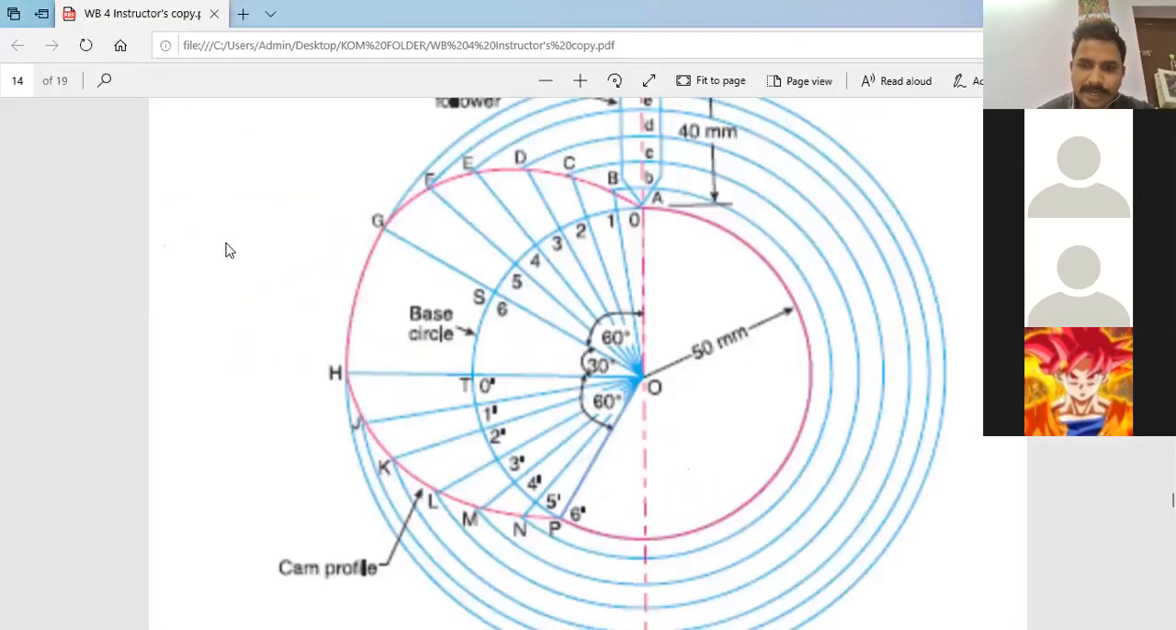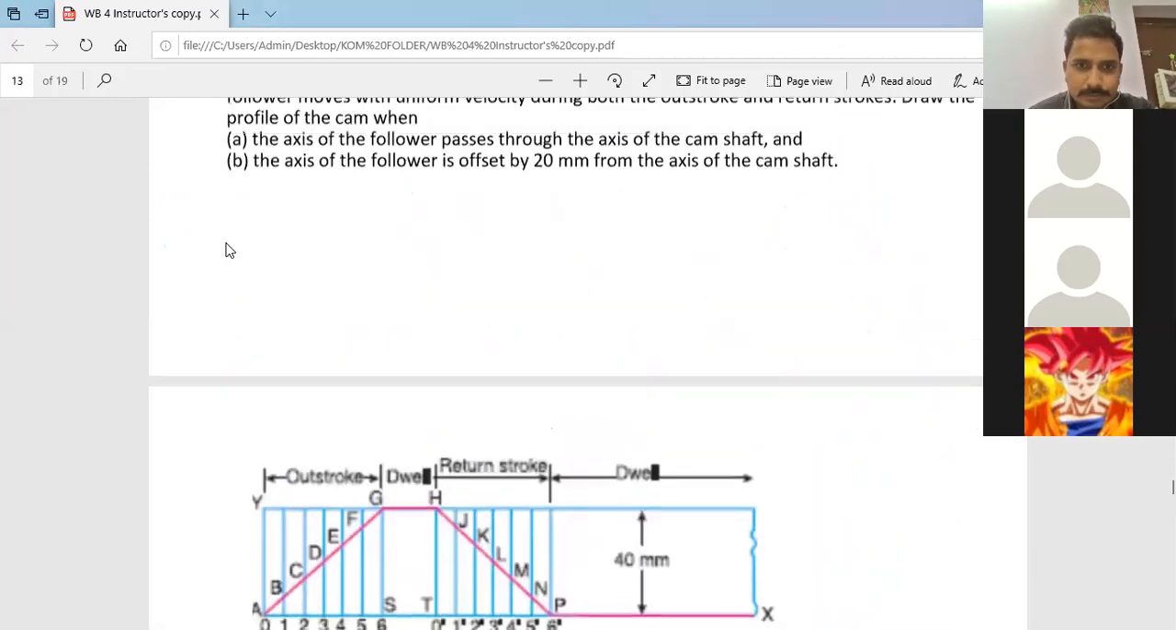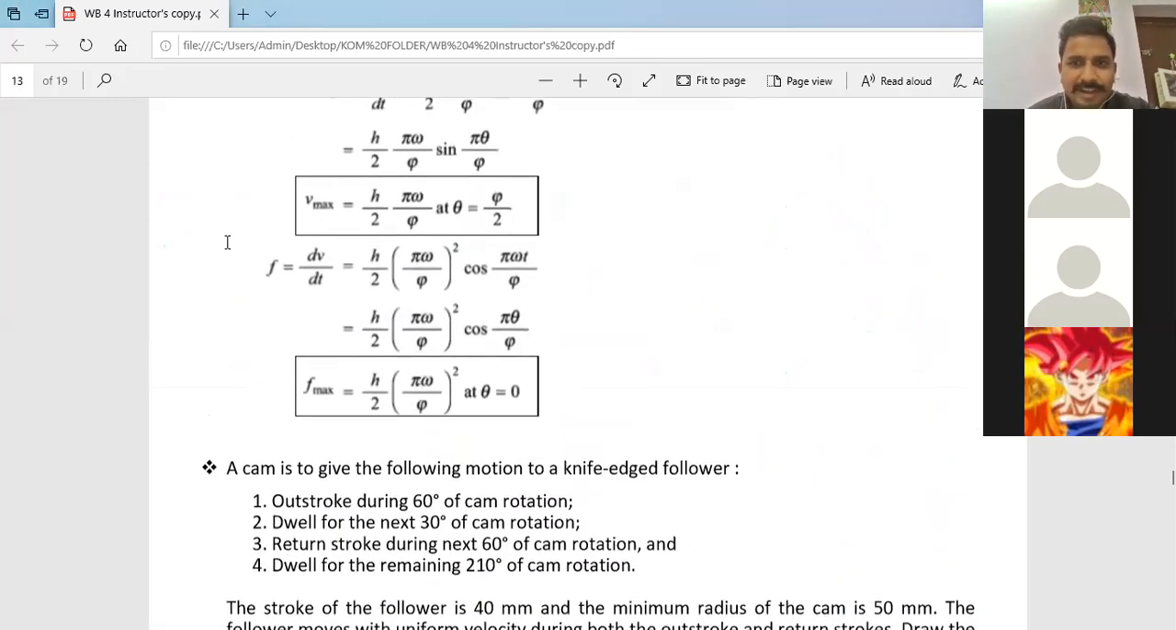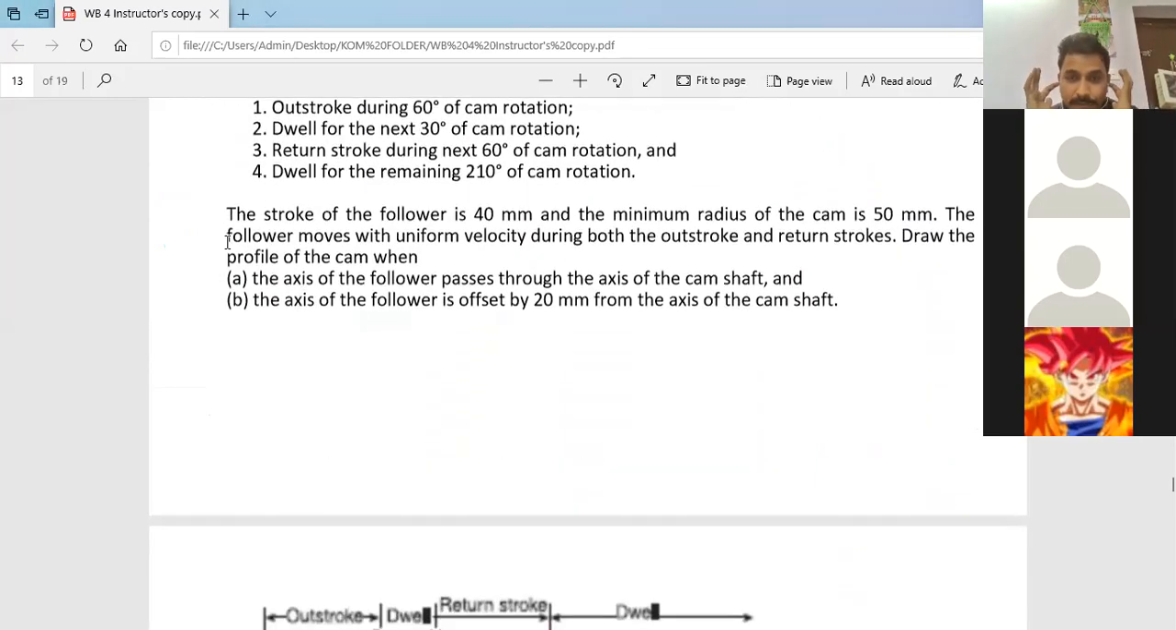So how much offset is given in the question? Let me see. 20 mm is given, right? So part A we have done. Now the second part says you have to draw a cam profile when the axis of the follower is offset by 20 mm from the axis of the camshaft. Correct. Now 20 mm offset is given. Whenever this type of problem is there, we have a separate procedure. So you need to see what is done.